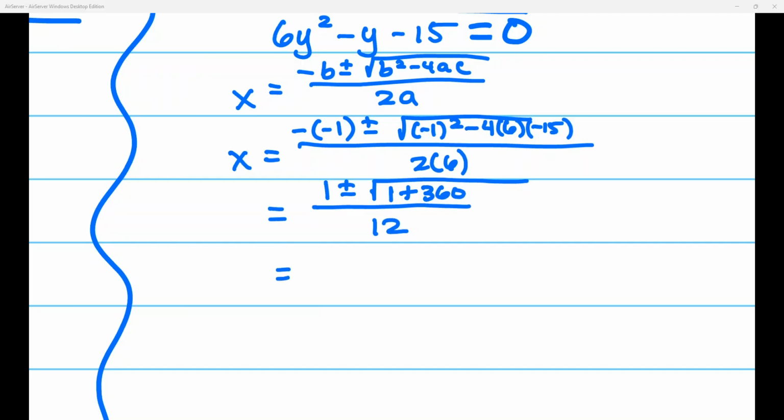All right, I believe that this is 1 plus or minus the square root of 361 over 12. And if I remember correctly, the square root of 361 is a nice number. So let me go ahead and check that right now on my calculator. For these examples, guys, we are using the calculator because the numbers do get kind of big. And the answer is 19.